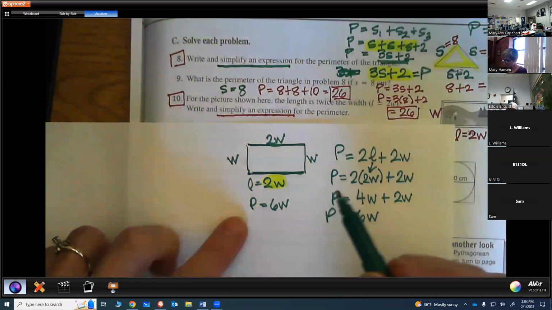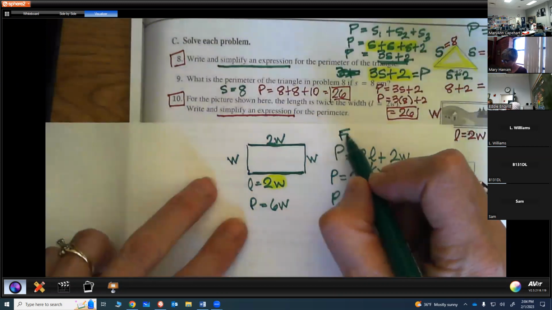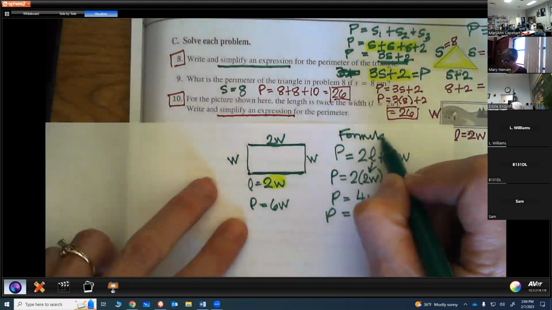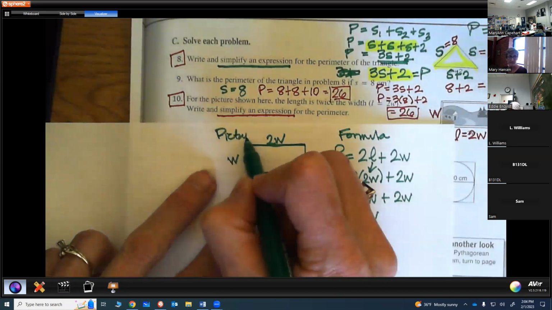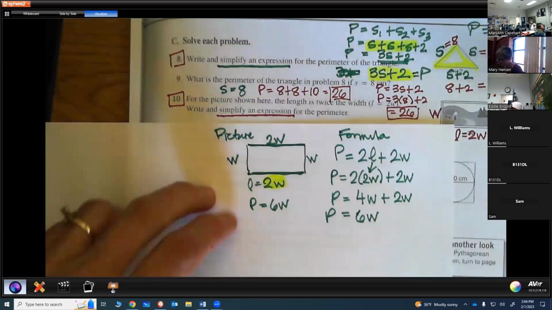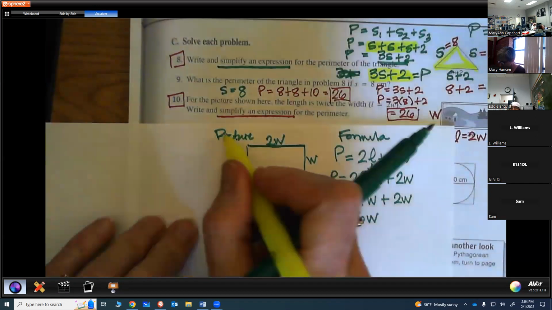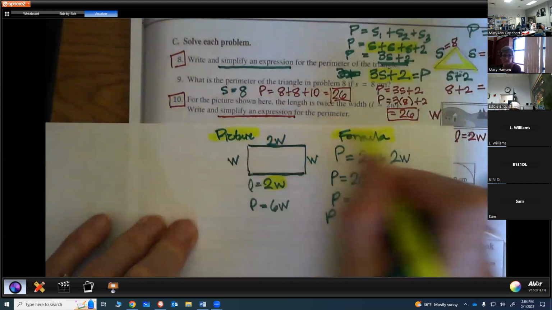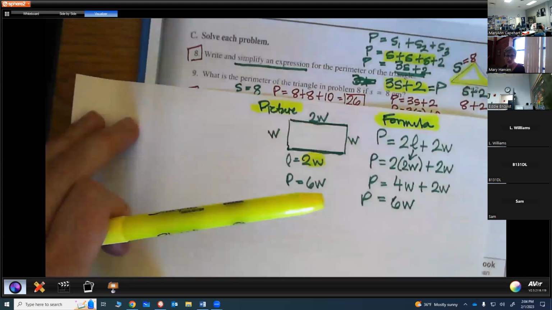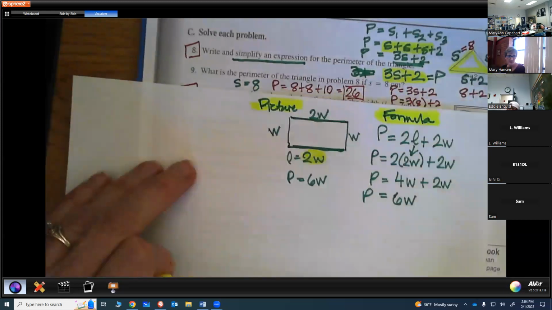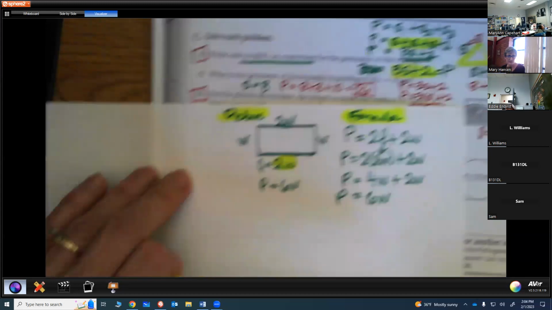So in this method, I'm using the formula. And in this method, I'm using the picture. So what do we want to have happen? Okay, you want to have both? So thoughts on that or questions?